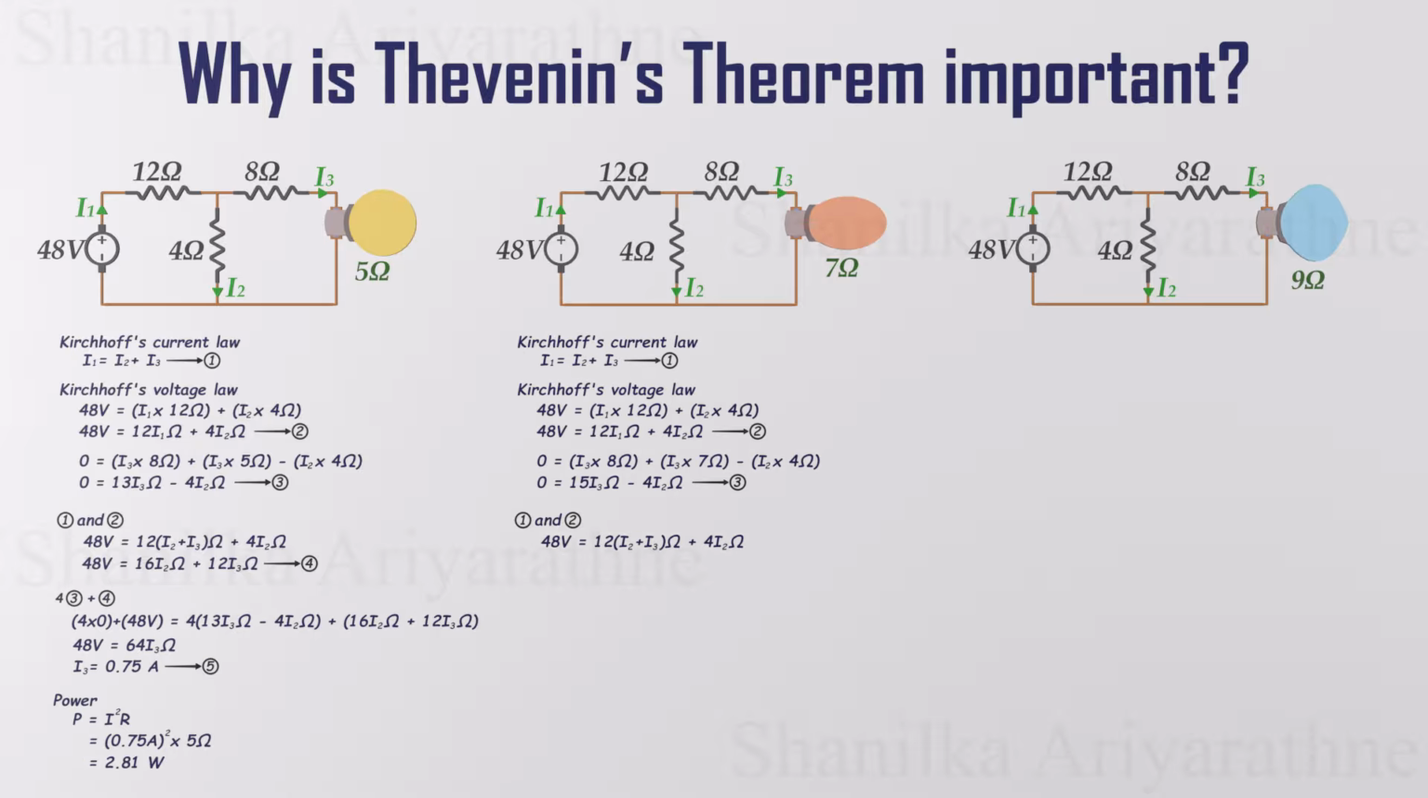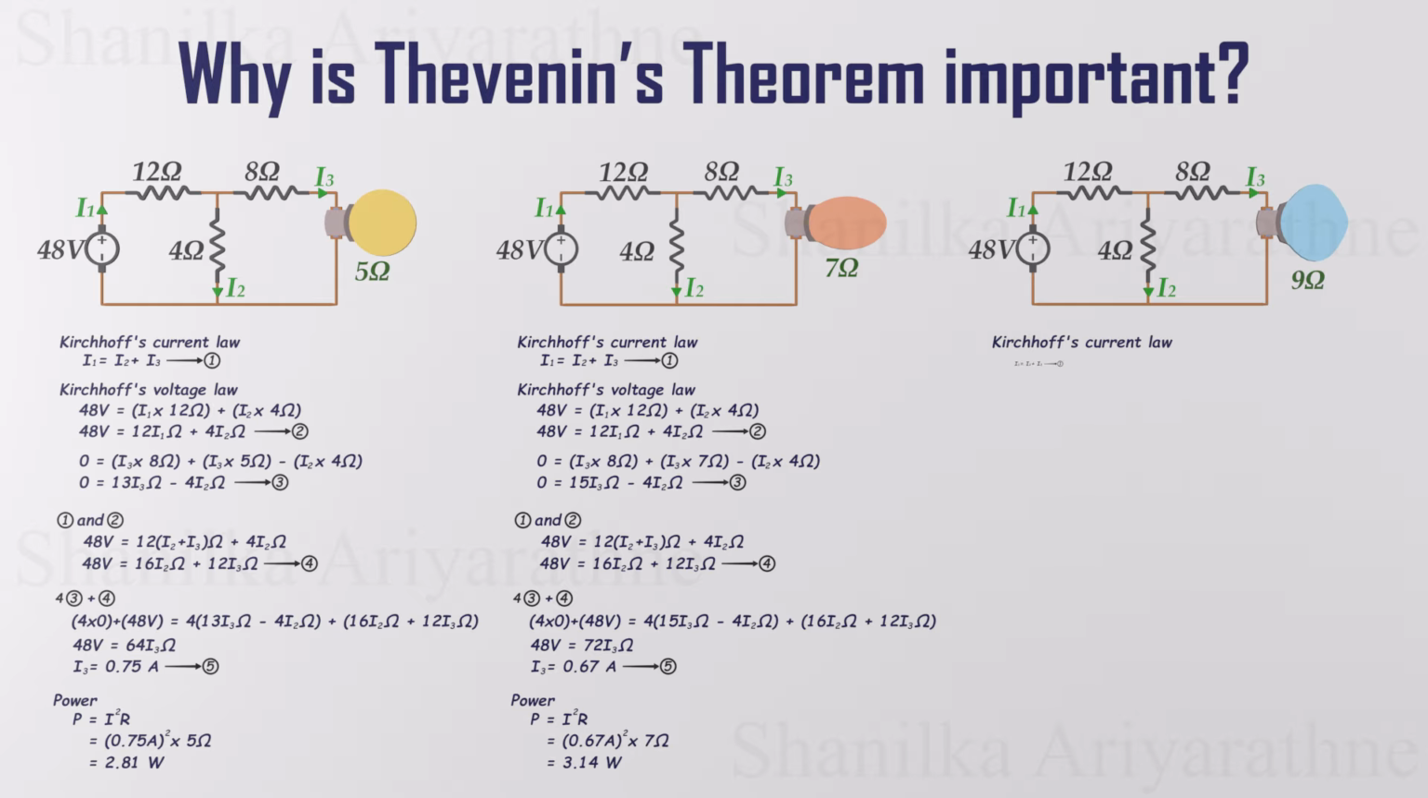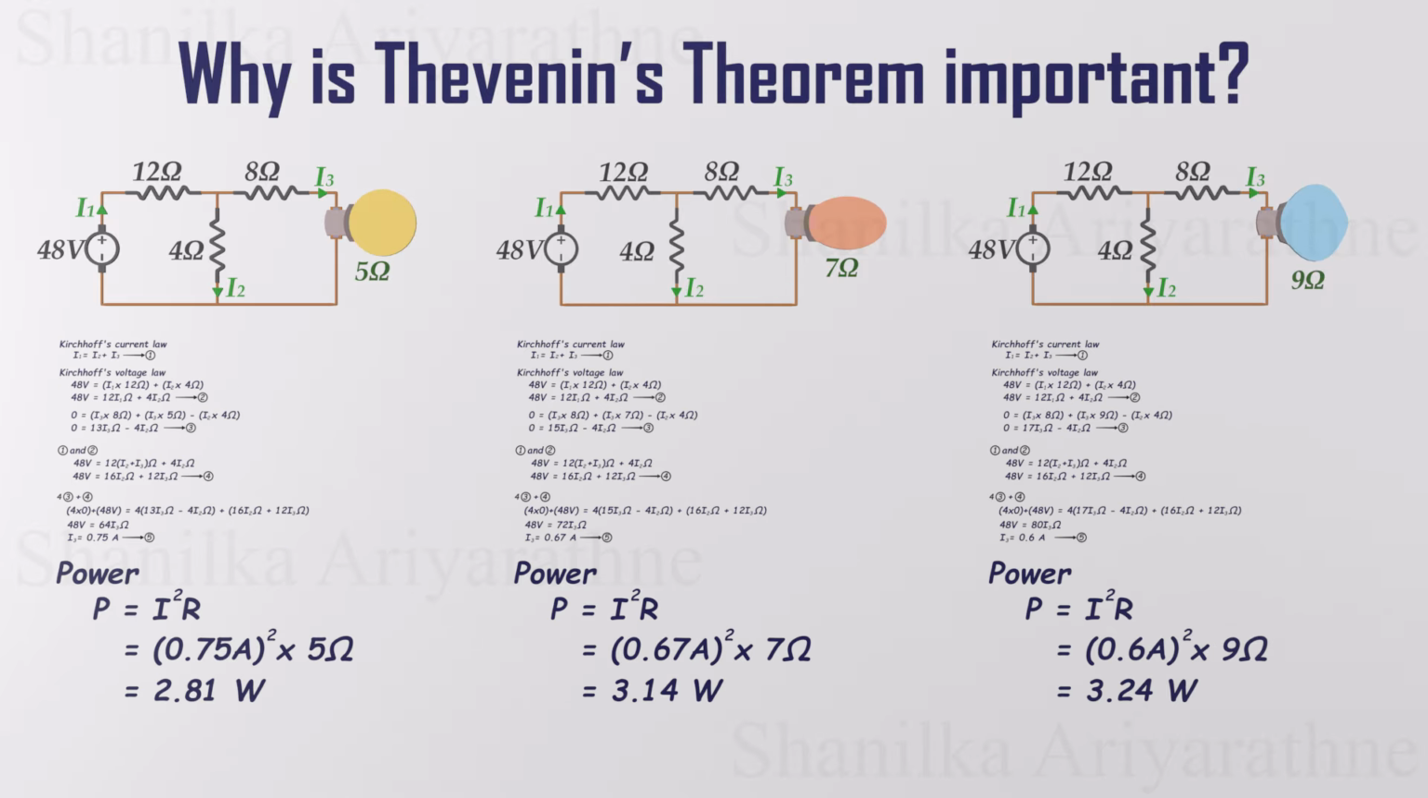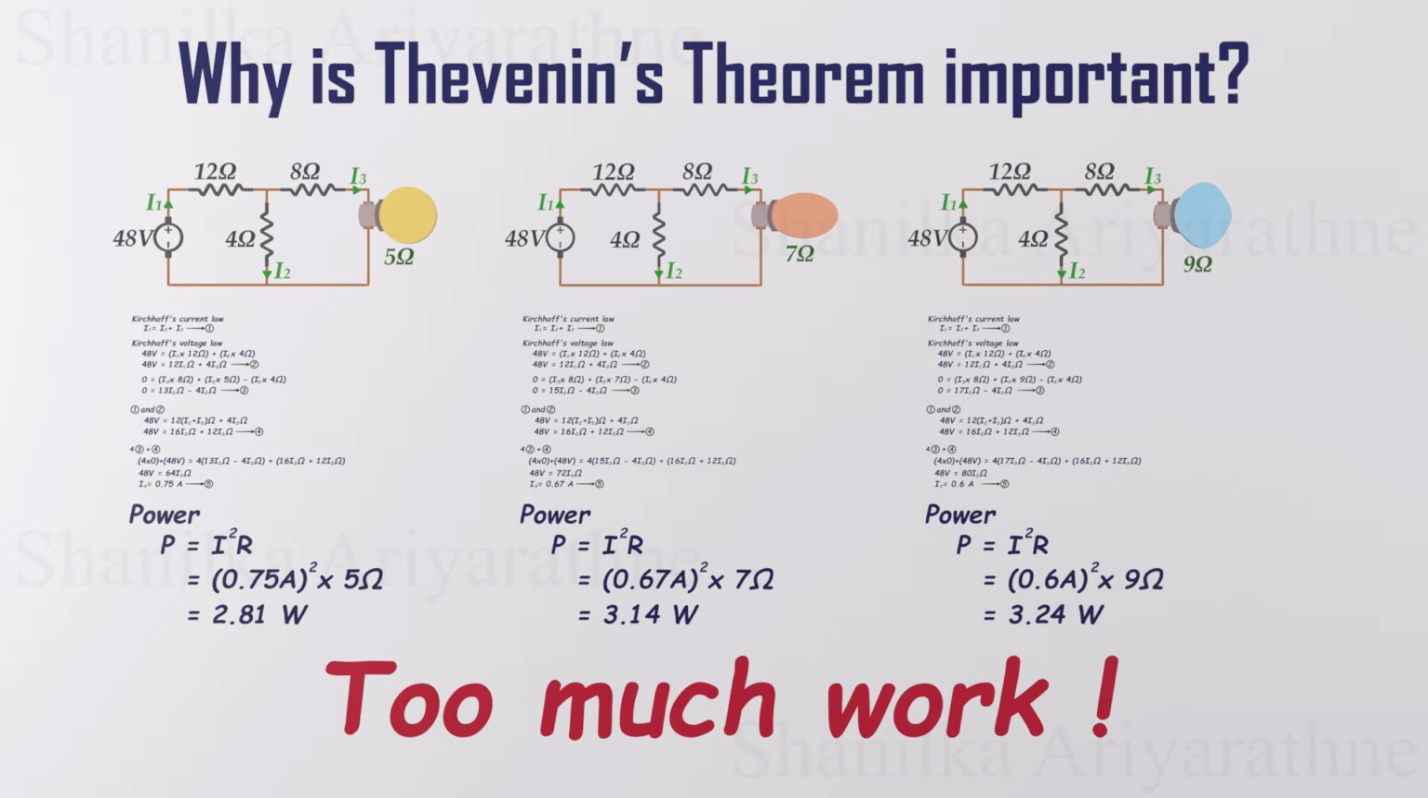But that's time-consuming and involves a lot of repetitive work. Now imagine you had 100 different bulbs to test. Doing that manually for each one would be a total nightmare, right? This is where Thevenin's theorem comes to the rescue. Thevenin showed us a shortcut.